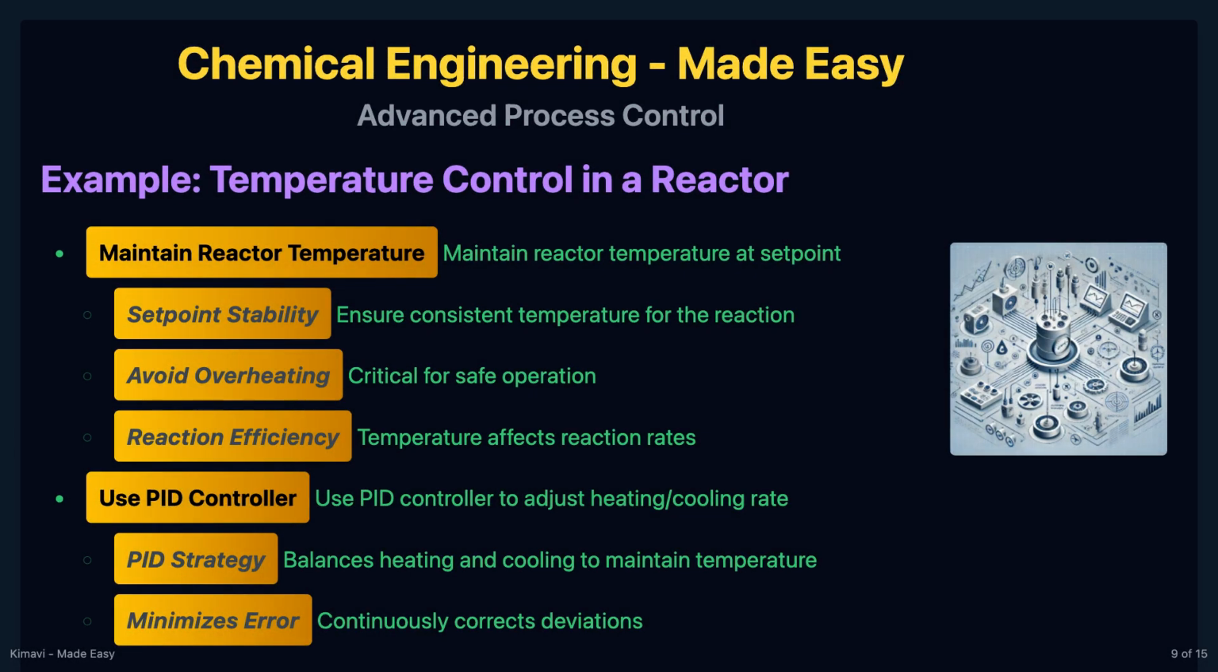In a chemical reactor, maintaining the temperature at a desired set point is crucial for optimal reaction rates. A PID controller can be used to adjust the heating or cooling rate to keep the reactor temperature at the set point.